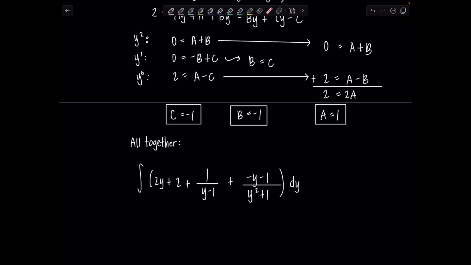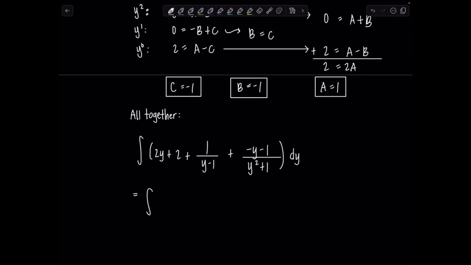Anytime you have that irreducible quadratic and there's two terms in the numerator, you have to split them up to integrate. So we're going to go 2y plus 2, we're good with those, plus 1 over y minus 1, minus y over y squared plus 1, and then minus 1 over y squared plus 1 dy. So now we can just go term by term and integrate.